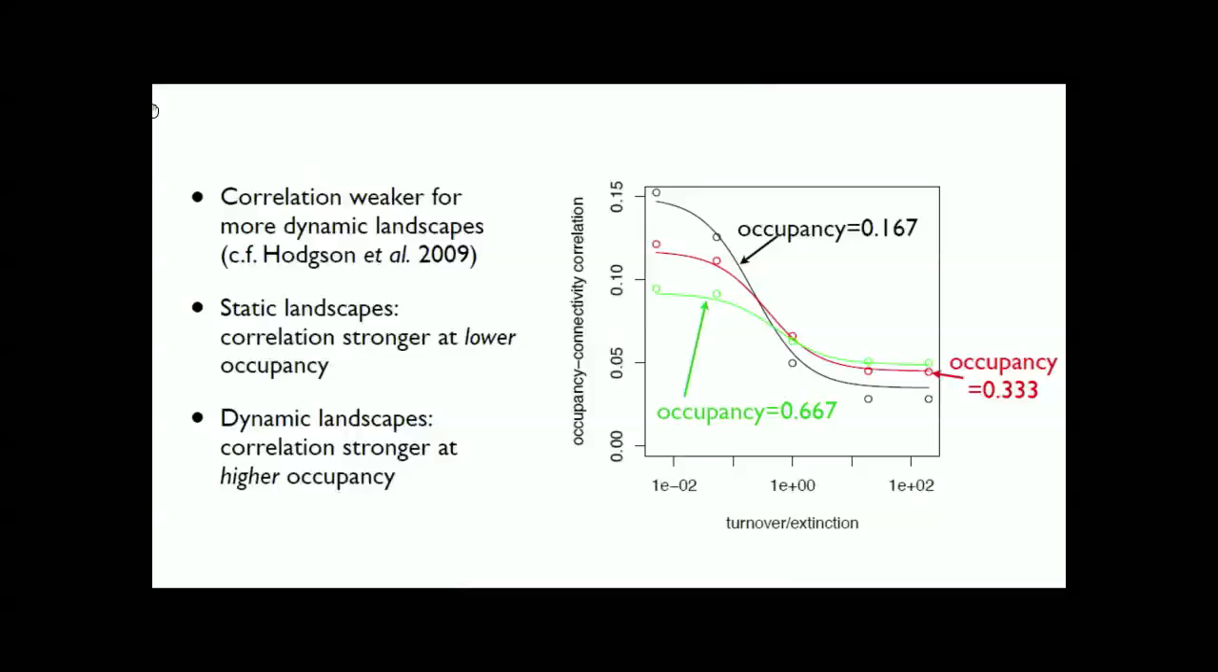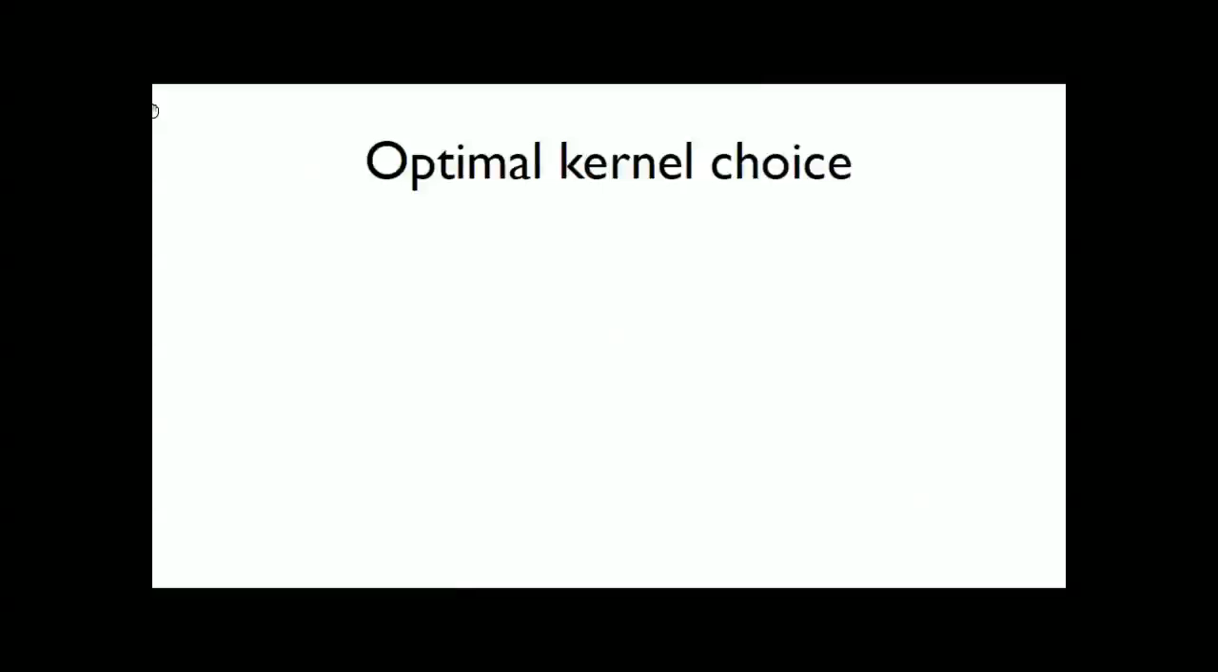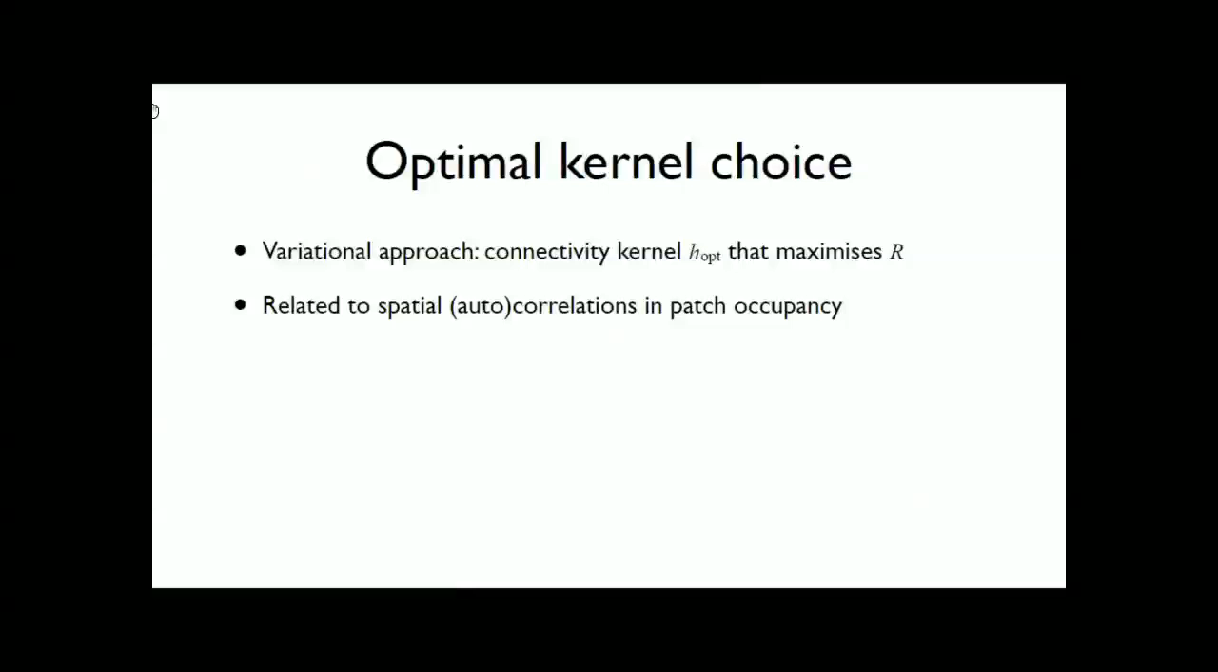Thank you. Okay, so that's how this correlation depends upon the metapopulation parameters. What about in terms of the kernel choice? So here I want to say what's the best choice of kernel to give the best correlation. So it's possible actually just to do a calculation which tells you, for a given metapopulation set of parameters, including the dispersal kernel, what is the optimal shape of this kernel H.